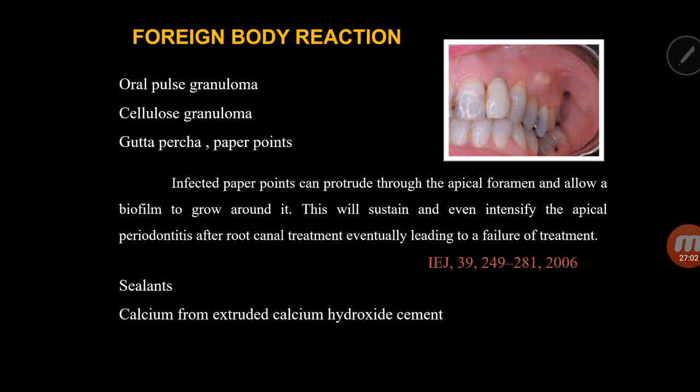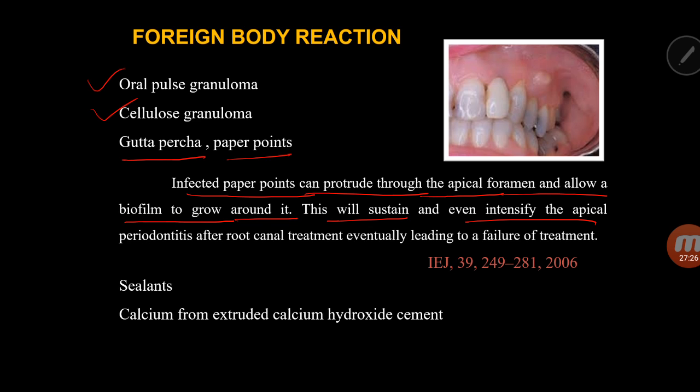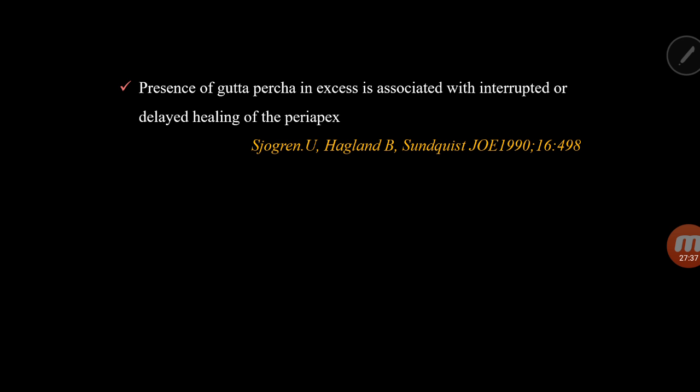The next is foreign body reaction, which is also called cellulose granuloma or oral pulse granuloma. The foreign body reaction can be either due to gutta percha that is extruding out, or it may be due to paper points. Particularly, infected paper points can protrude through the apical foramen and allow a biofilm to grow there, and this sustains and even intensifies the apical periodontitis after root canal treatment, leading to failure of the root canal treatment. And sometimes these foreign bodies can be sealers, or extruded calcium hydroxide, or gutta percha.